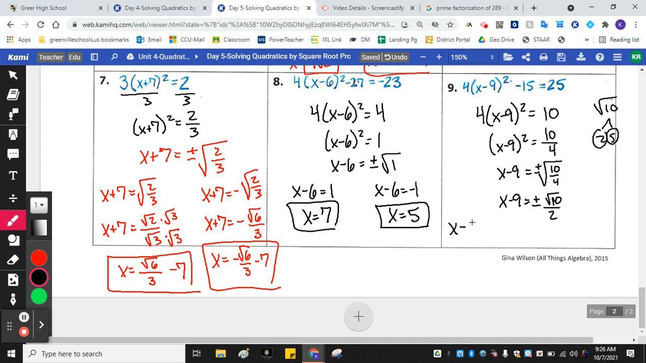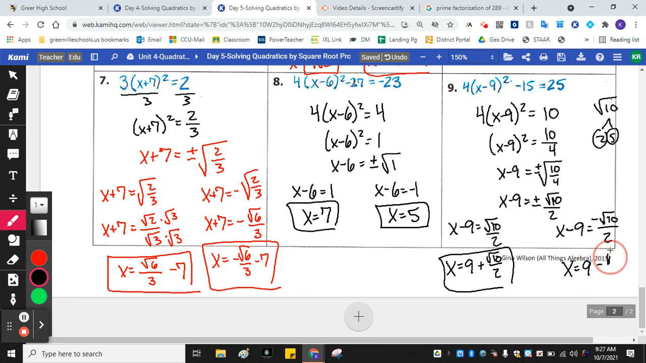So I have x minus 9 equals positive square root of 10 over 2. And x minus 9 equals negative square root of 10 over 2. And then just add over your 9. So 9 plus square root of 10 over 2. And 9 minus square root of 10 over 2.